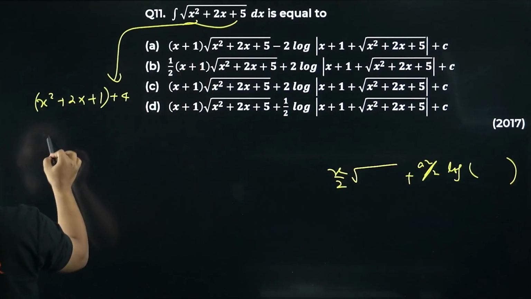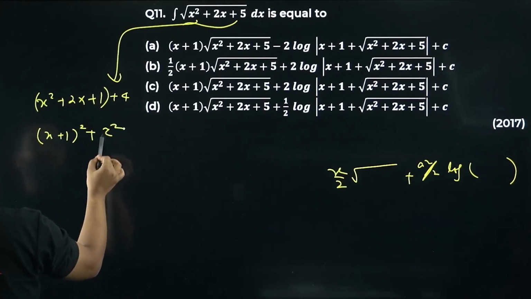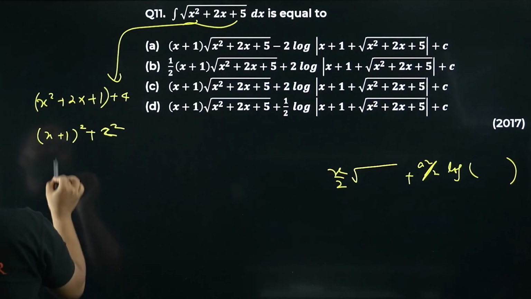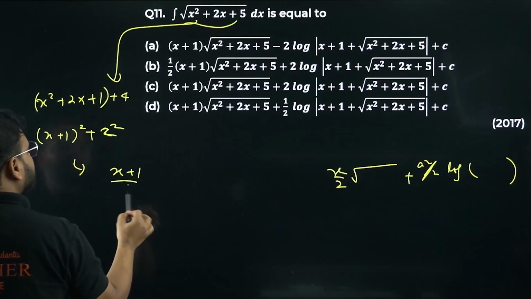This will become x plus 1 the whole square plus 2. So 4 will become 2 square. Okay, so this value will be your answer. So x will be replaced by this. You'll have x plus 1 by 2.